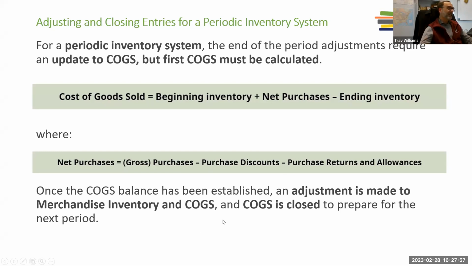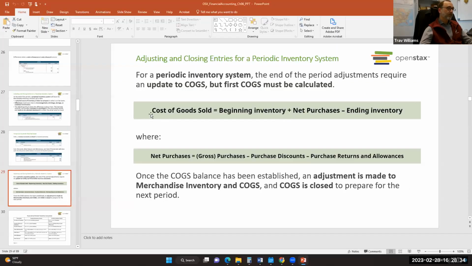Well, good question. Net purchases is your gross purchases, so total that you purchased during the period from your records, minus any purchase discounts that you got for paying early, and then minus any other discounts you got for returning merchandise or because you were not happy with it, even though you kept it, which again is called an allowance. So if you take your gross purchases minus your discounts, returns, and allowances, that gives you net purchases, and you can use that as part of your calculation for cost of goods sold. Okay?